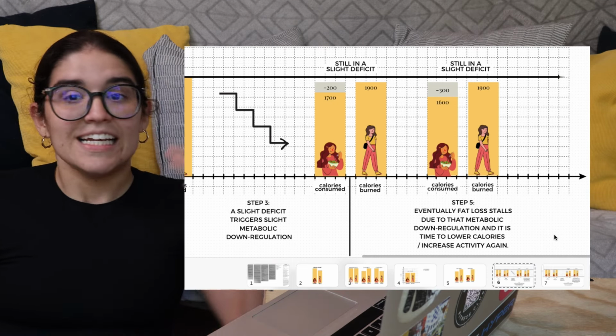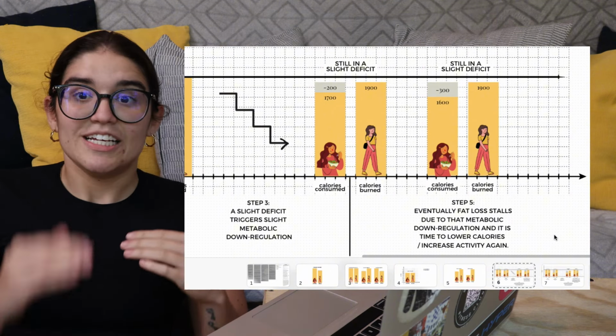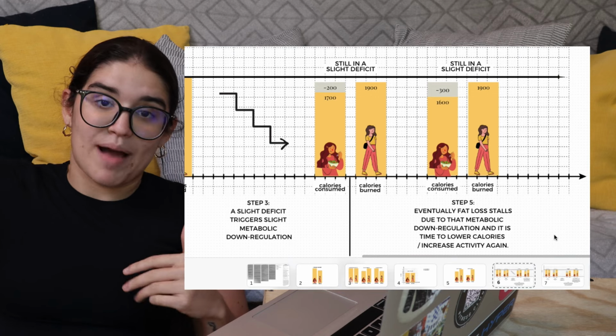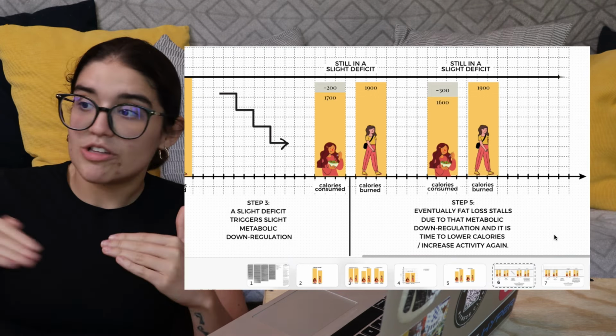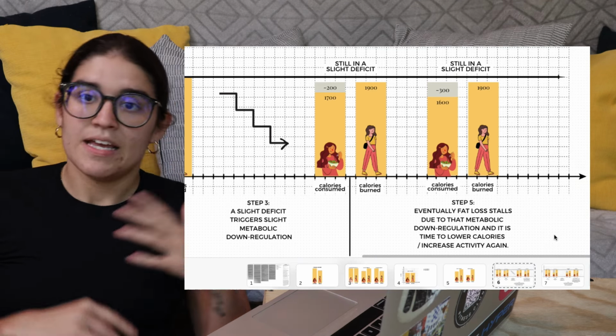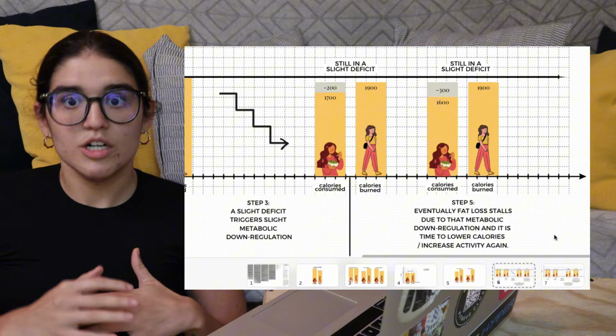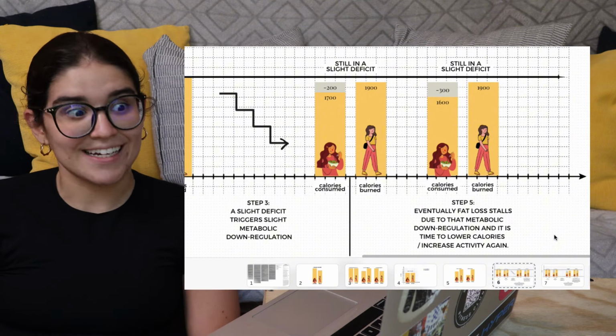And now that you know how to slowly decrease calories, you would do the same on the way back up, right? Once the cut is over, you slowly start increasing your calories by 100 calorie increments every 2 to 4 weeks or so. So you give your metabolism a chance to come back up slowly and steadily, right?